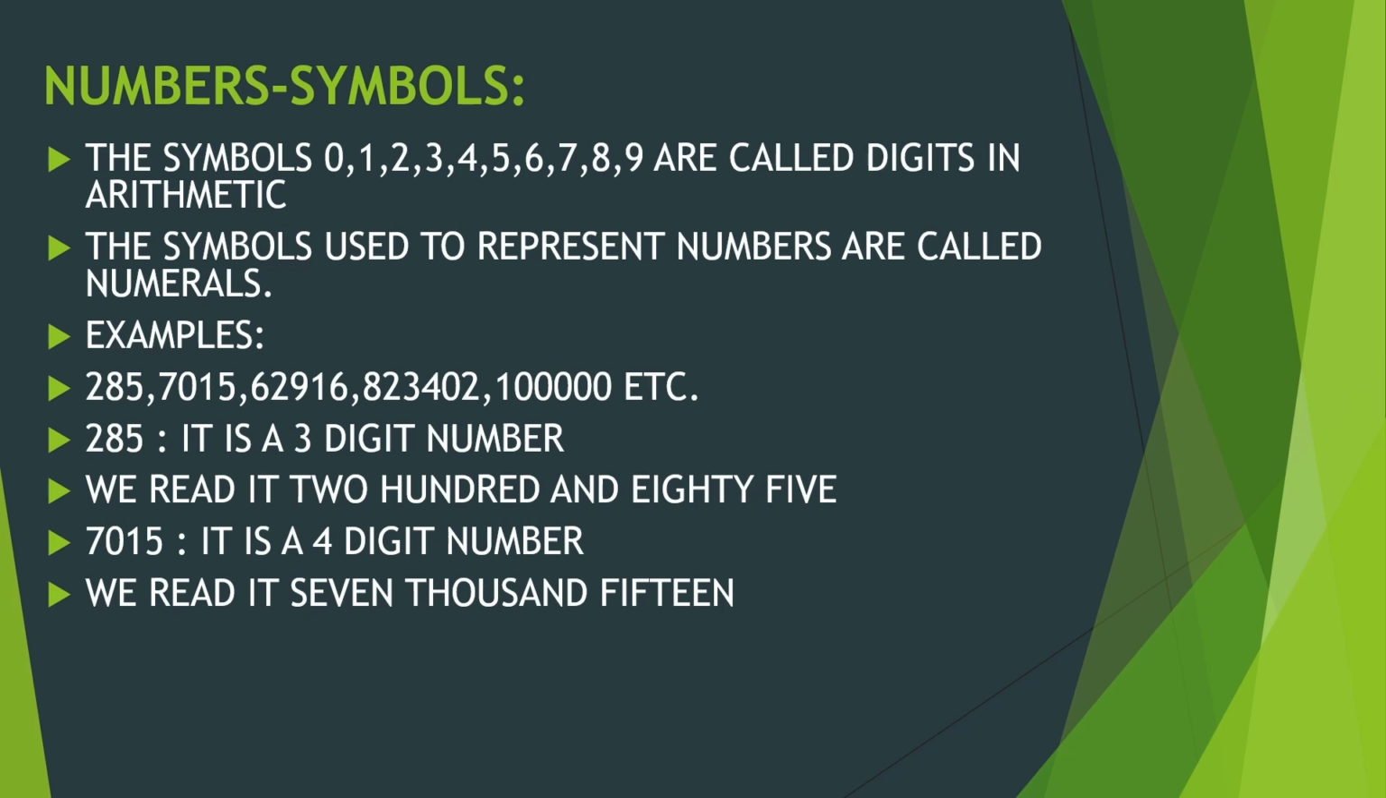What are those 5 digits? 6, 2, 9, 1 and 6. We read it 62,916. This is a 5-digit number.